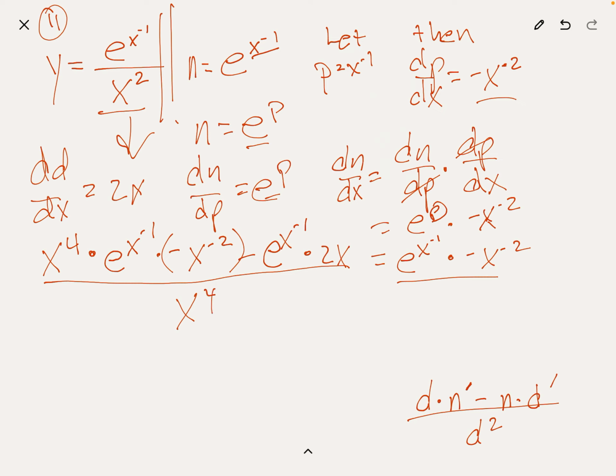x to the 4th. And I'm sorry I wrote x to the 4th up here. That's the denominator. This is x squared. The denominator is the denominator squared, which is x to the 4th. So sorry about that. So notice that you can simplify the first term up here. X squared times x to the negative 2 gives you x to the 0. So the only thing this contributes is a negative sign.